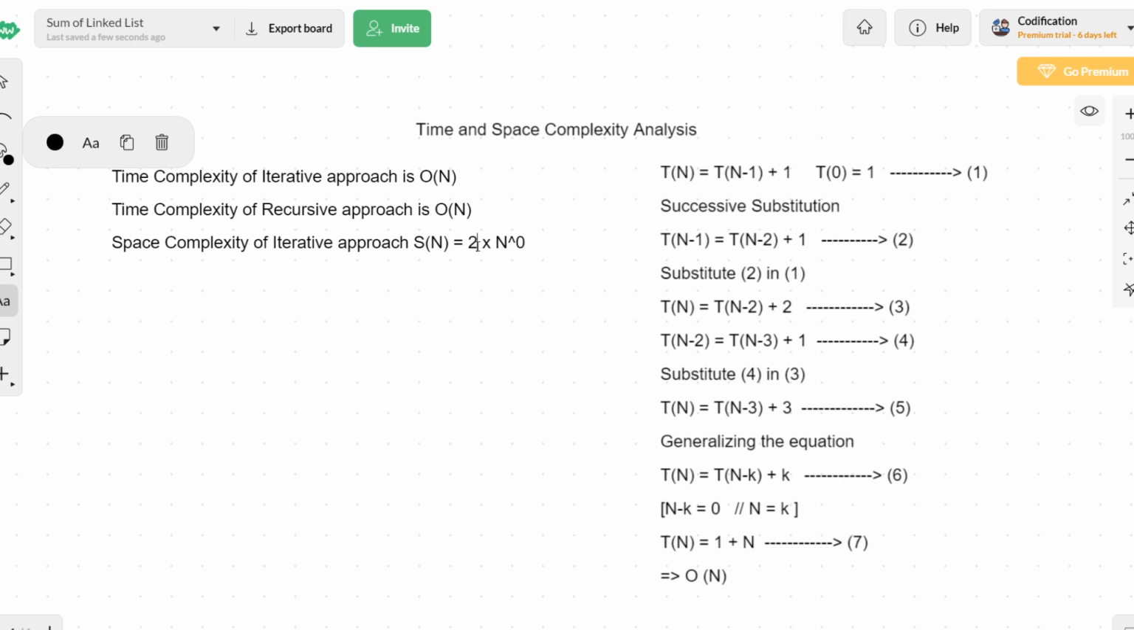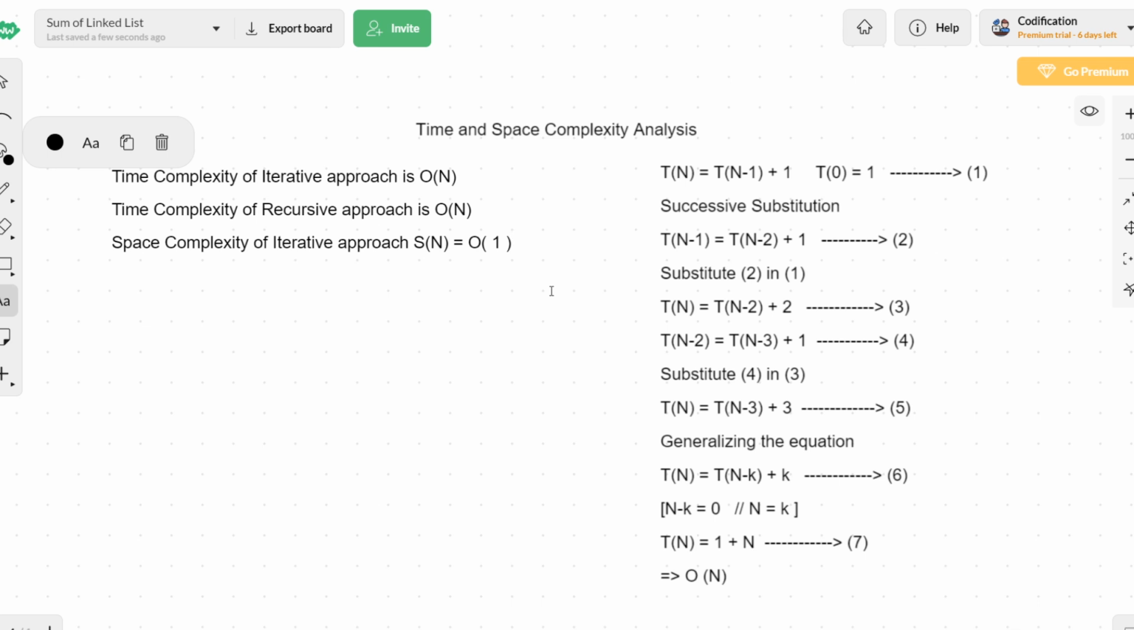Now only one term is available, so there is no need to compare degrees. But one thing we should do is remove the constant part, which is 2. Remove the constant part, and the remaining will be your space complexity function. So order of n power 0. Anything power 0 is equal to 1. So the space complexity of the iterative approach is order of 1.